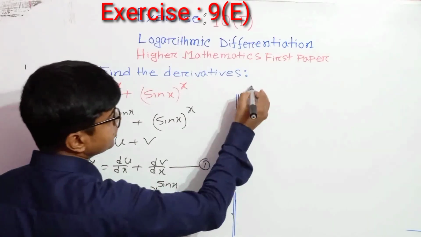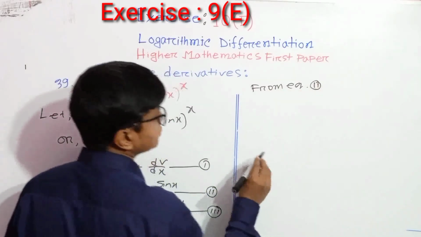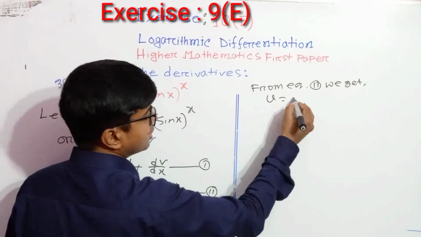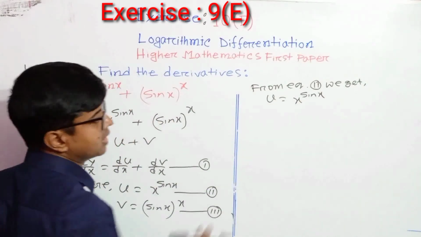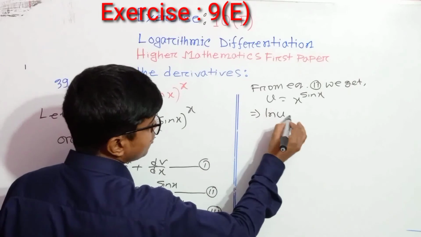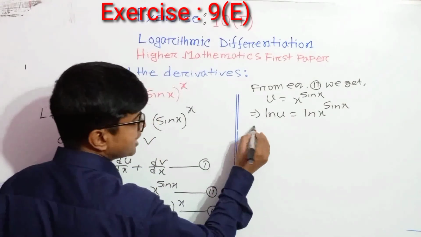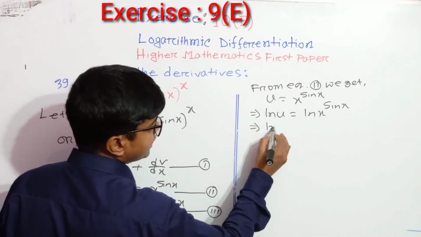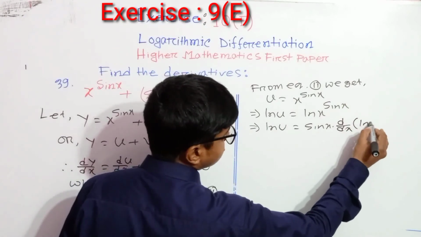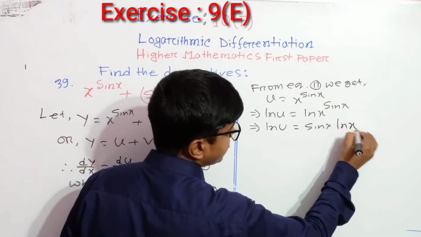Now from equation 2, we get u equals to x to the power sin x. Now keep ln on both sides. Ln u equals to ln x to the power sin x, and after this line ln u equals to sin x into ln x.